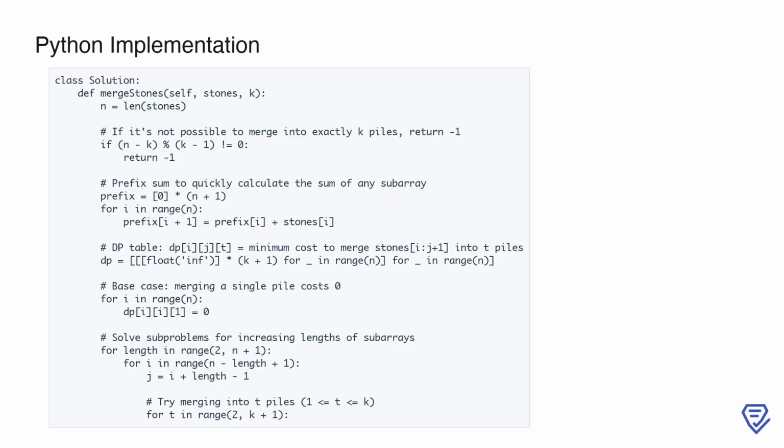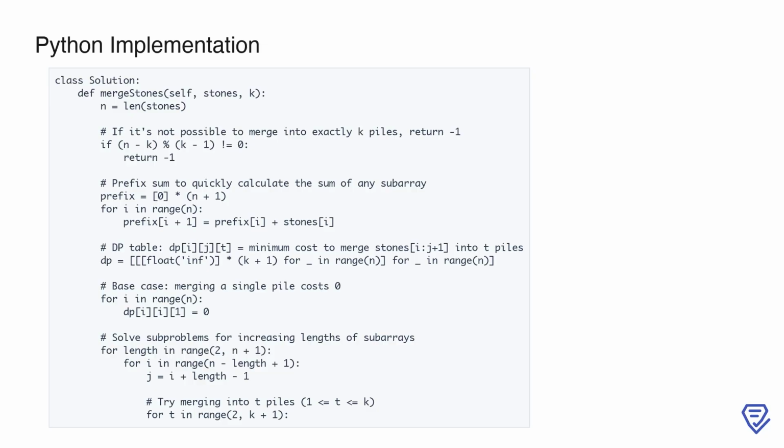Next, we create a prefix sum array, which allows us to calculate the sum of any subarray efficiently. This is done by iterating through the stones array and building the prefix array such that prefix[i + 1] contains the sum of the first i + 1 stones. This will be handy later when we need to calculate the cost of merging ranges.